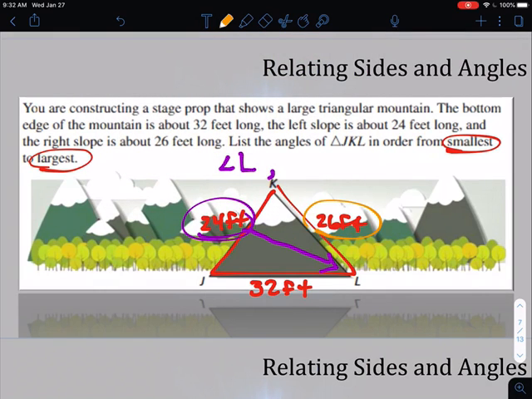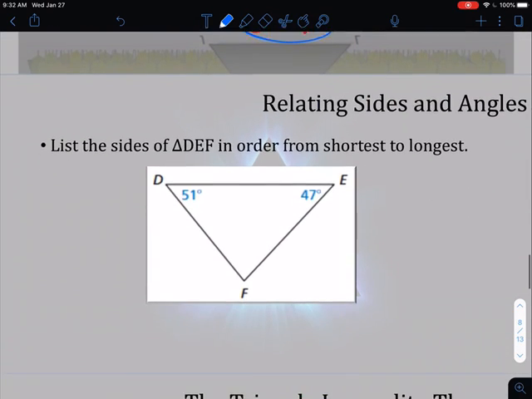Then if I start working my way up the triangle, 26 feet would be my next biggest side. So I go across and we find angle J. And then our last side, our largest side, would be 32 feet. I follow it across and I find that we get angle K. So L smallest, J middle, K biggest. And don't forget your angle symbols when you're naming angles. So that's how we're using those theorems: biggest side, biggest angle; smallest side, smallest angle.